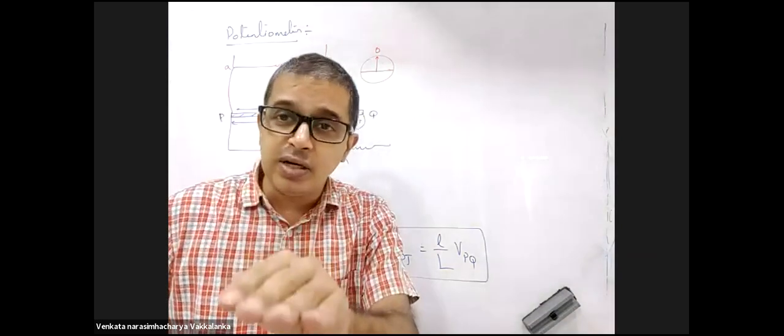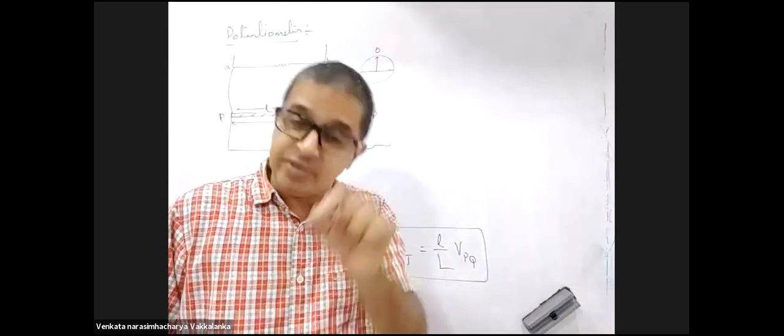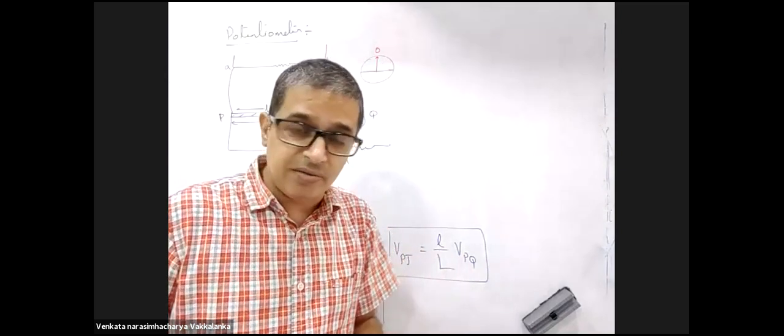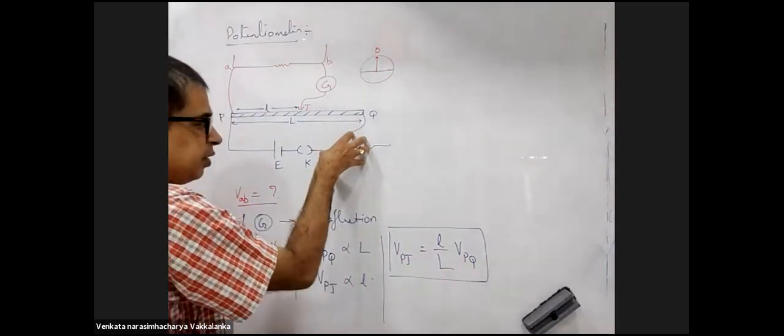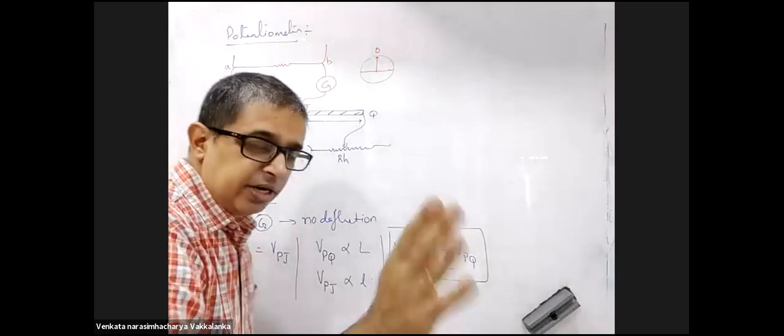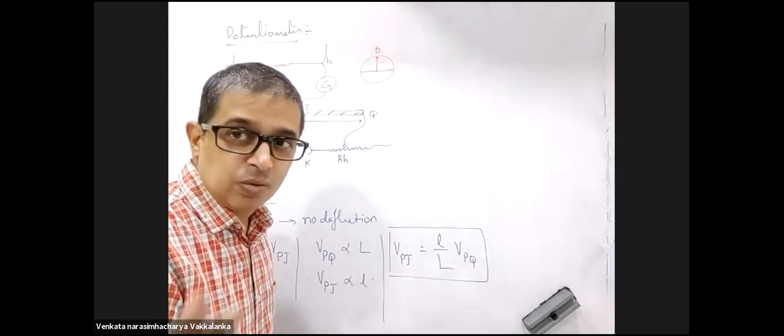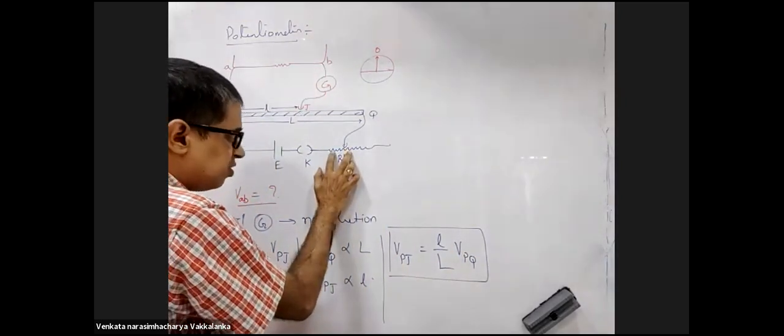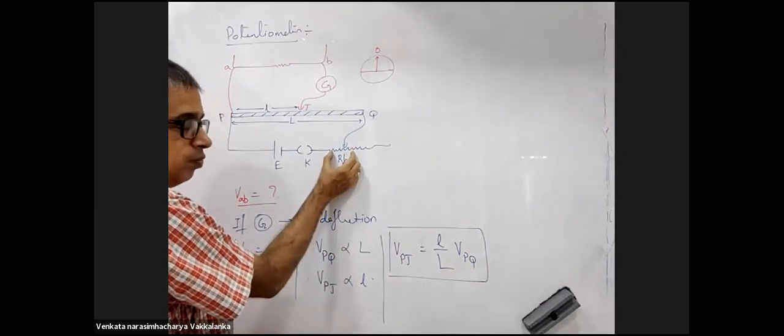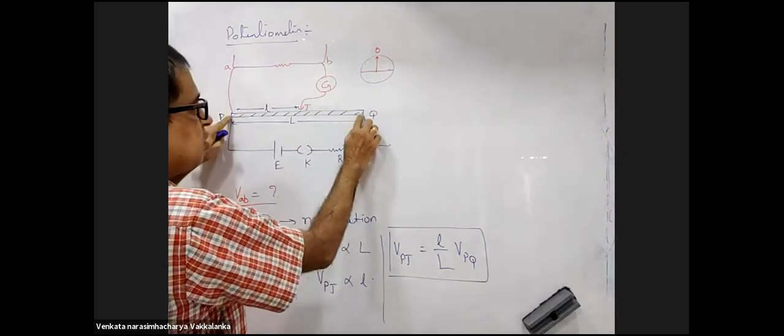In 90% of the problems in your booklet, which we will solve in today's class itself, they didn't place a rheostat, a variable resistor. What they did is, they placed a resistance of a known value, and they gave you the resistance of PQ.